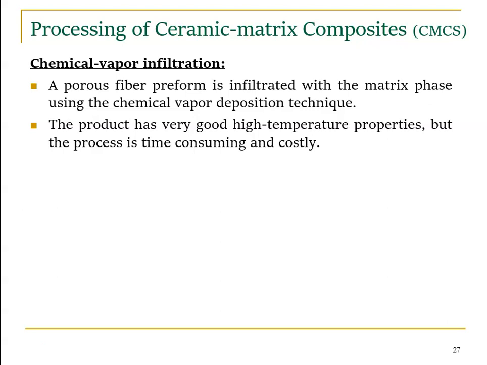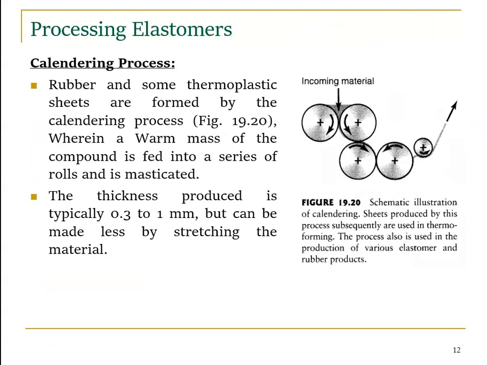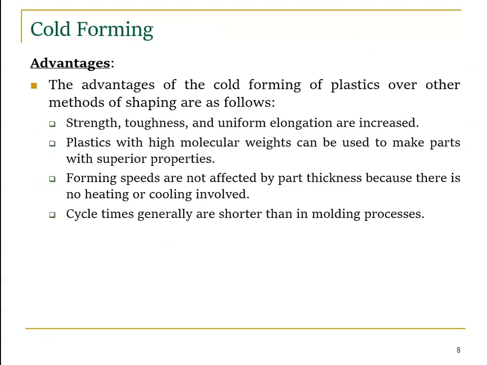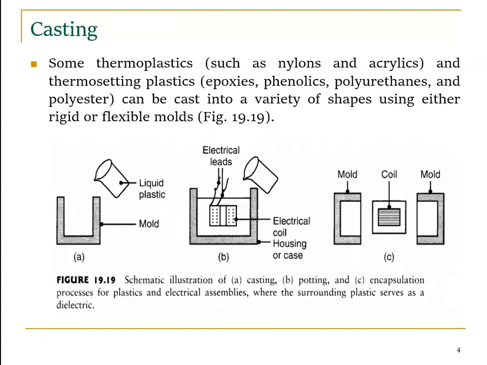So we place the matrix material, the chemicals are stored, the air is passed, and the chemicals are deposited over the workpiece material. That is what a chemical vapor infiltration is, right? So this is the processing of reinforcement plastics as well as composite materials, right? So the first process is casting, right?